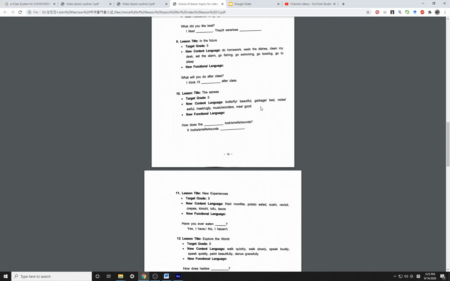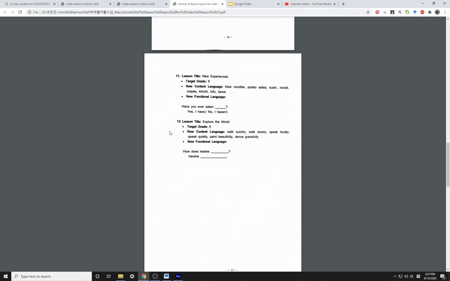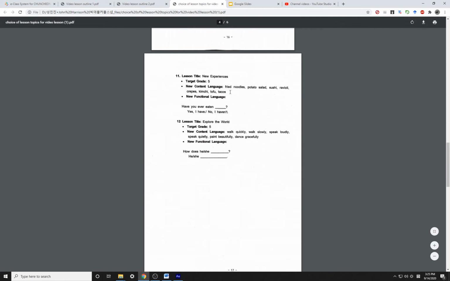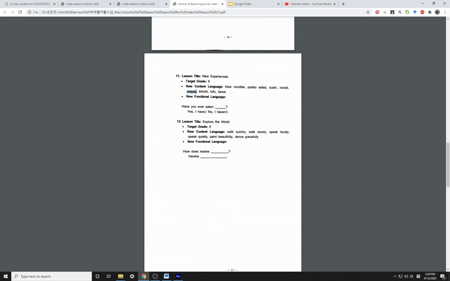New experiences. This one's also about food, but a bit more, what's the word? Culturally based, I believe. Fried noodles, potato salad, sushi, ravioli, crepes. Not crepes. Crepes. I'm sorry. I like it called this word creepies because I think it's funny, but that's not the word. Crepes. Kimchi, tofu, tacos. And then you'll notice here, have you ever eaten? Yes, I have. No, I haven't. So here we have the functional language for my example, but I use different target language. You can use this lesson, no problem whatsoever. You can do that. But you'll make your own, obviously.